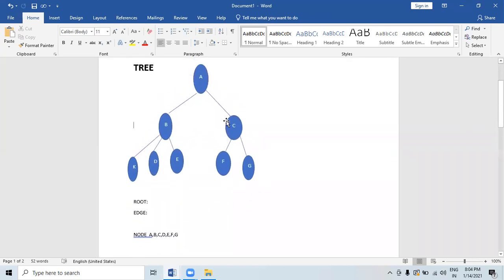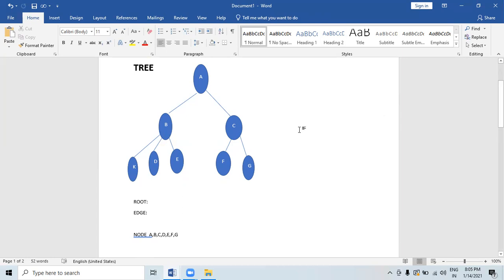Then edges is another fundamental part of the tree. In a tree data structure, the connecting link between any two nodes is called an edge. Okay, ये link connect हो रहा है, right? Then node. Each element in the structure representation is called a node. ओके, हर एक स्ट्रक्चर में जो रिप्रेजेंट कर रहा है उसको बोलते हैं नोड, जैसे कि A, B, K, D, E, C, G, F. So this is called a node.